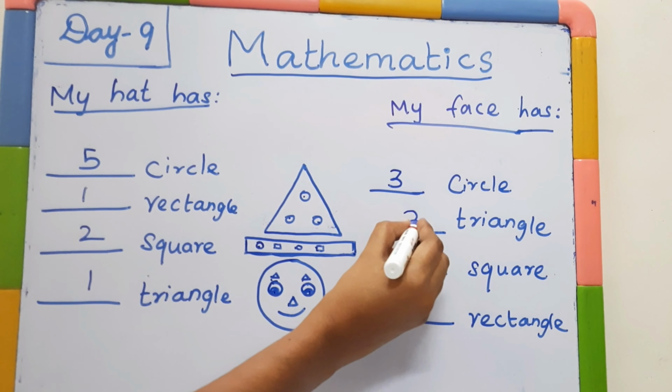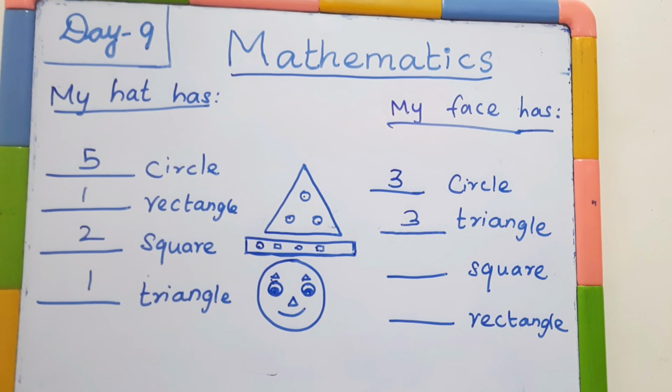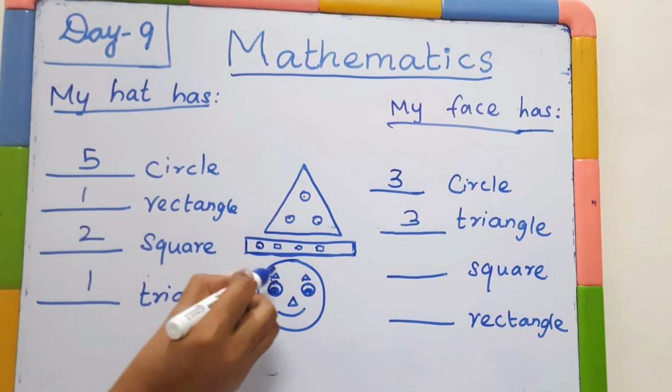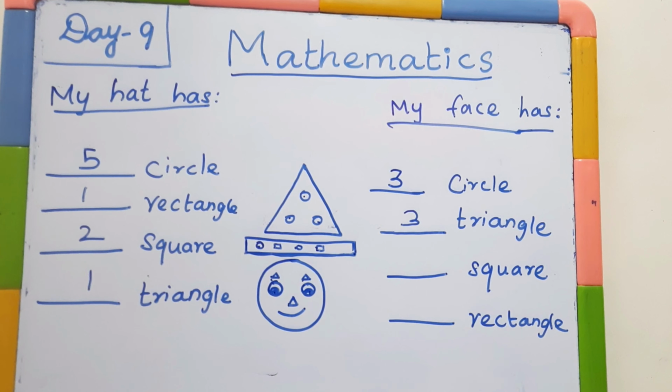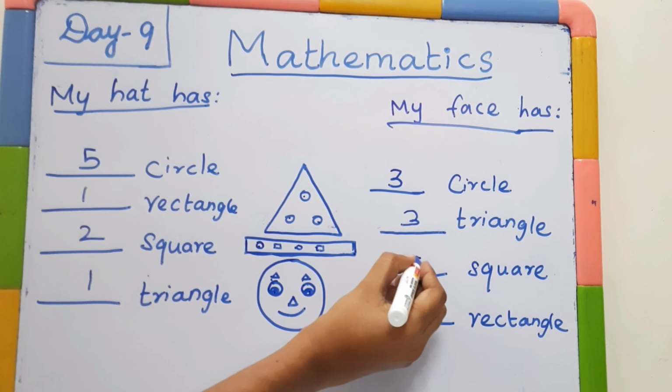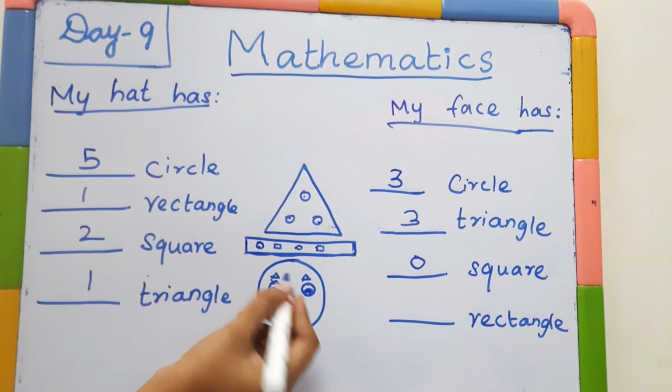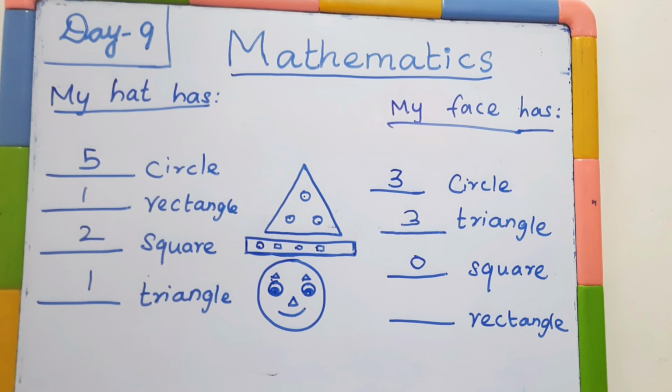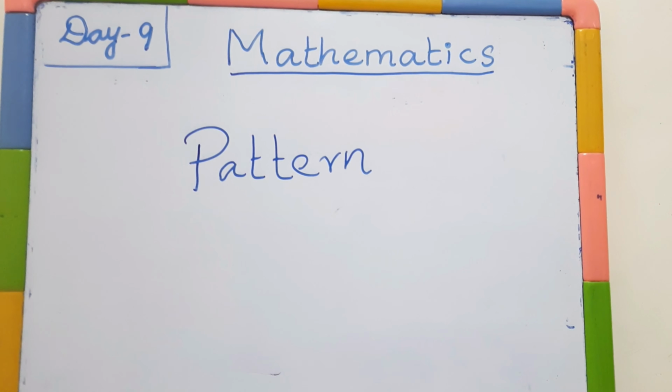3 triangles. How many squares are there? In this face, how many squares are there? 0. Very good. Nothing here. No square. How many rectangles are there? 0. In this face, no rectangle. So, 0. Very good. Thank you.